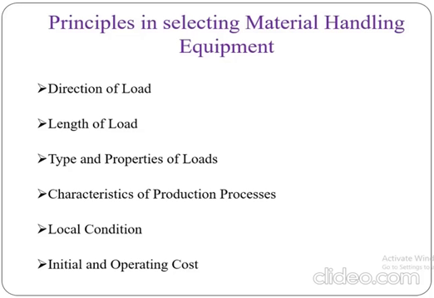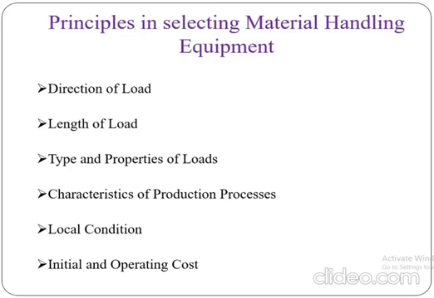The first one is the direction of load. The direction of load travel is one of the most important parameters in selecting the material handling equipment for the given application. If the direction of load travel is vertical or close to vertical, the equipment used is a hoist, crane or elevator. If the direction of load travel is horizontal or close to horizontal, various types of conveyor are to be used. Then another factor is length of load.